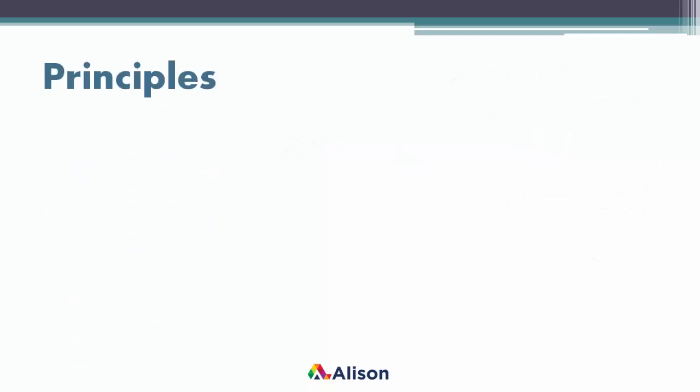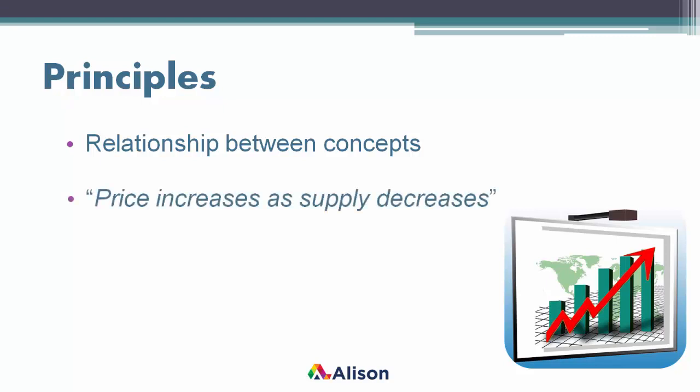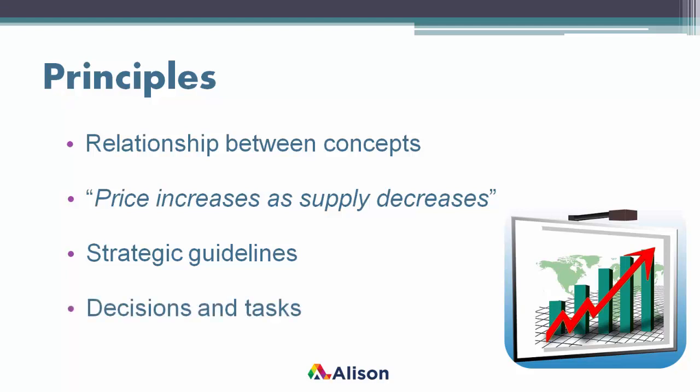For example, what is the concept of marriage? A principle or rule describes a relationship between concepts. For example, price increases as supply decreases. An economic principle. Some principles can be translated into strategic guidelines which guide decisions and tasks. For example, what are the guidelines for dealing with price volatility? An economic issue.